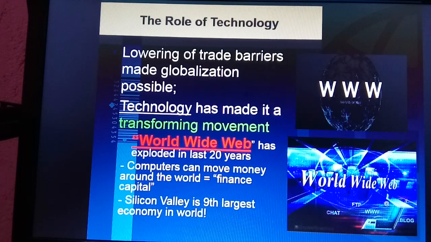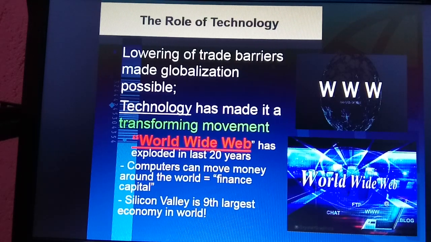Computers can move money around the world, or the so-called financial capital. We often see it in movies, no? So banking is now online. You can check your balance. You can even transfer funds. Even load for the cellphone is also online. So many things have happened because of technology.